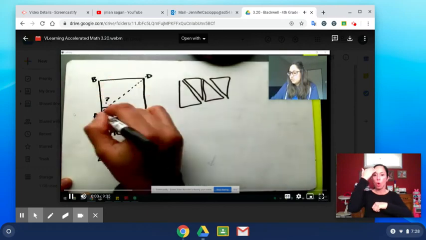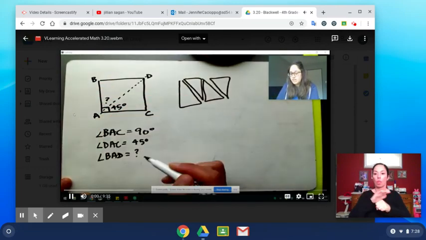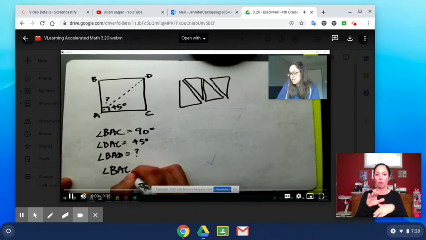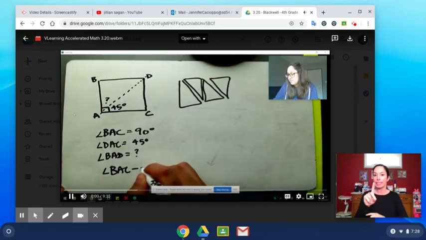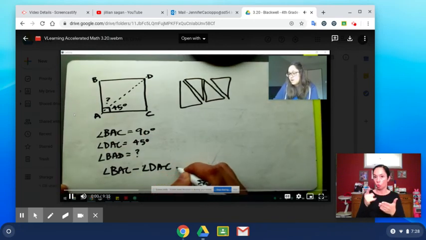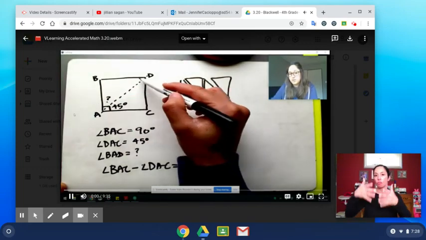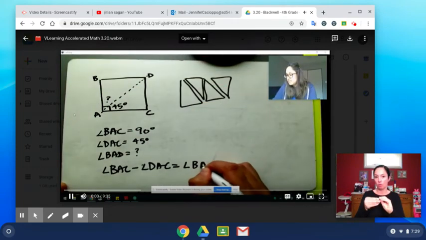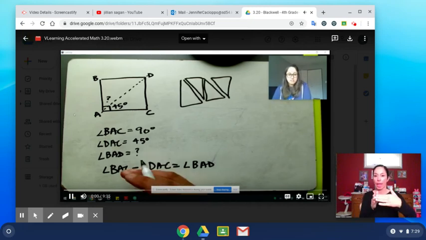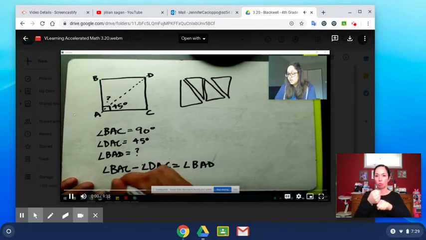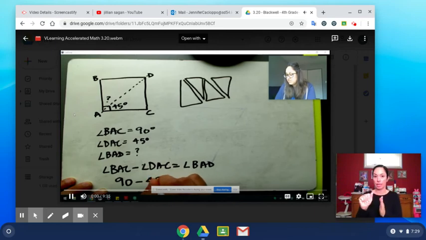We know that if we took this total measure of this whole angle, right? If we took angle BAC, subtracted from it what we're going to cut off, which is angle DAC, that we would be left with the measure of that leftover piece, that leftover angle BAD. Now, you're going to substitute in the actual measures of the angles instead of these angle symbols to actually create our equation. So we know that angle BAC is 90 degrees. We know angle DAC is 45 degrees, and we're looking for the measure of this angle BAD.